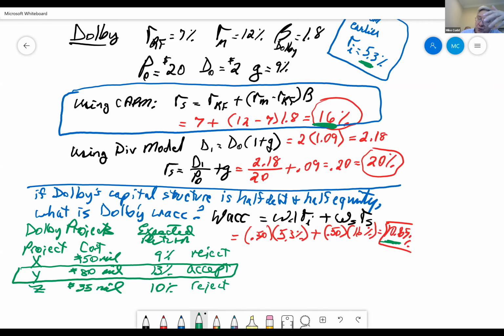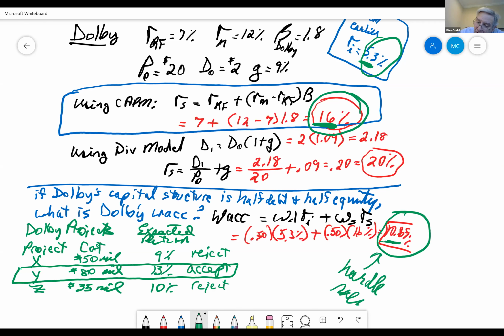Notice what we do. We calculate the component cost of debt, the component cost of equity, take a weighted average, and that's the hurdle rate. That's the rate projects have to beat to be accepted. And only project Y looks good enough to be accepted.